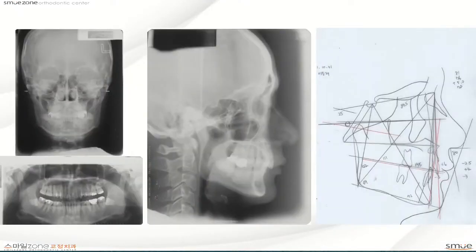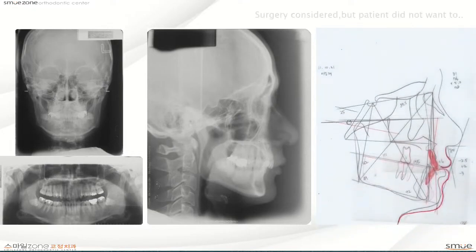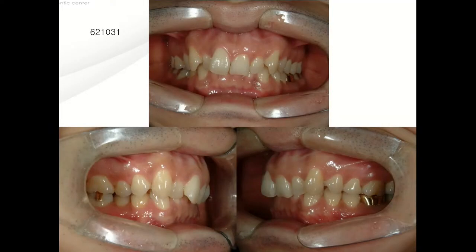At the beginning, because of his facial photos, his profile is a little bit in, so I don't want to retract his profile anymore. So maybe non-extraction. I'm going to decide after leveling and alignment. But my goal is to not ruin his profile.